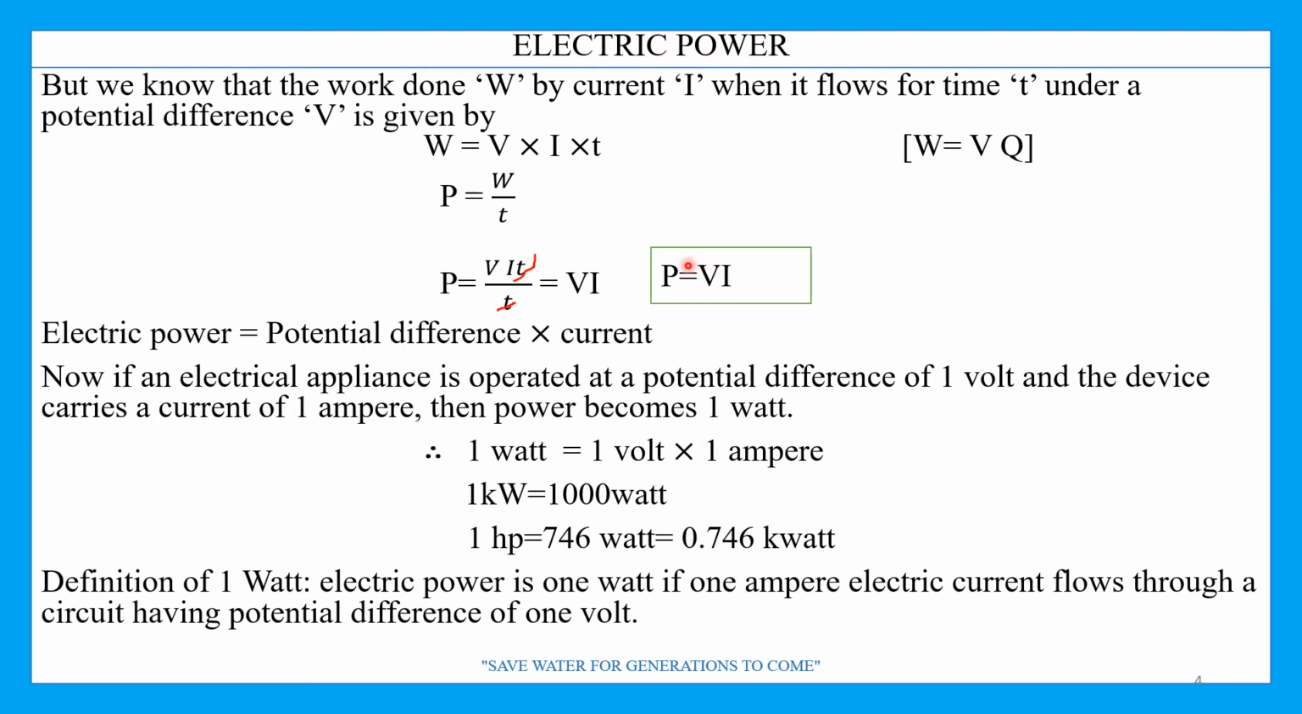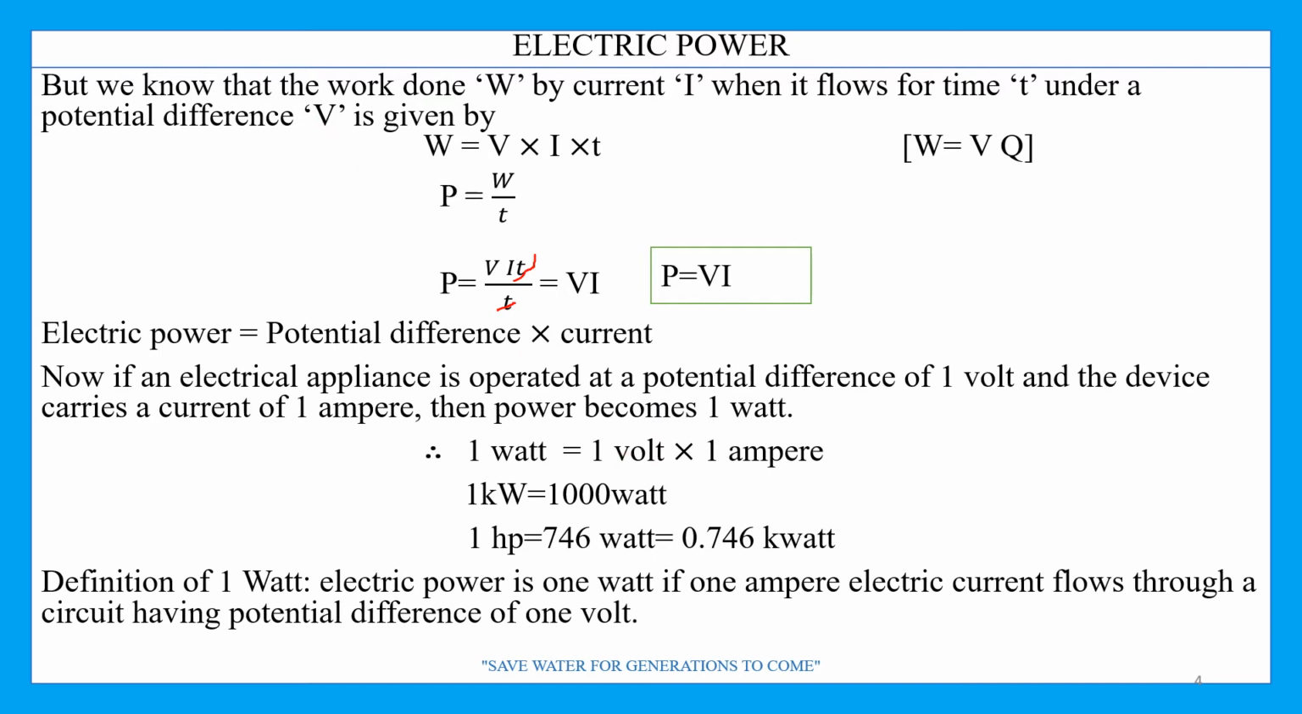So from this formula, we can define 1 watt of electric power. Electric power is 1 watt if 1 ampere of current is passing through a circuit having a potential difference of 1 volt. It is very easy, no need to cram, very easy to define using this formula. So this way we can define 1 watt.